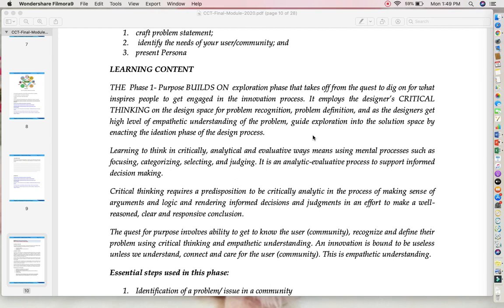Learning to think in critically analytical and evaluative ways means using mental processes such as focusing, categorizing, selecting, and judging. It is an analytic, evaluative process to support informed decision making. Critical thinking requires a predisposition to be critically analytic in the process of making sense of arguments and logic and rendering informed decisions and judgments in an effort to make a well-reasoned, clear, and responsive conclusion.